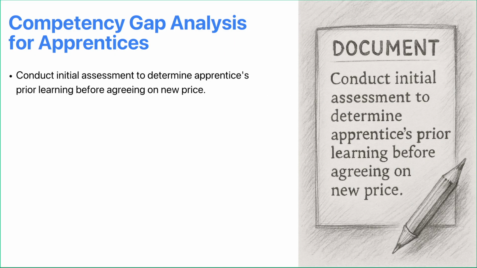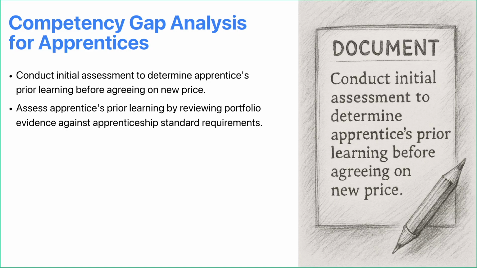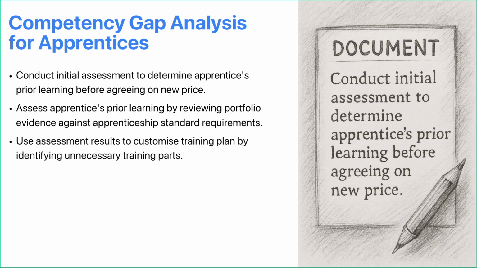Before you can agree a new total negotiated price with the employer, you must conduct an initial assessment to understand what prior learning and experience the apprentice already has. You are responsible for assessing the apprentice's prior learning, which means reviewing the evidence in the apprentice's portfolio and comparing it to the occupational competence requirements in the apprenticeship standard. Using the assessment results, you can identify which parts of the training program the apprentice no longer needs, allowing you to customize their training plan accordingly.